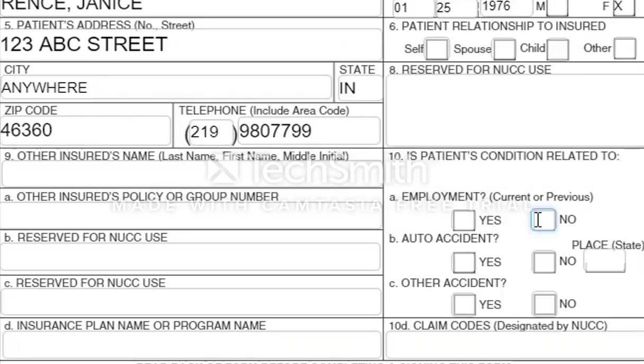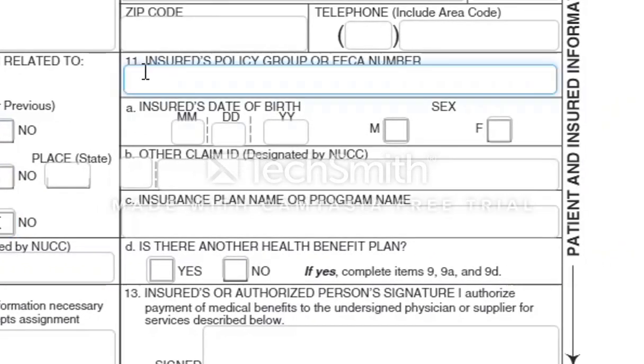Block 10, once again, we will always fill in. So yes, if it's related to employment, auto accident, or other accident, otherwise we are marking no. Block 11, we would put a group number or a FECA number. However, with Medicare, this is not required. Now, Block 11A, this is where we will put that insured's date of birth. With this being their own insurance, we would just type the information in again, and we would mark whether they're male or female.